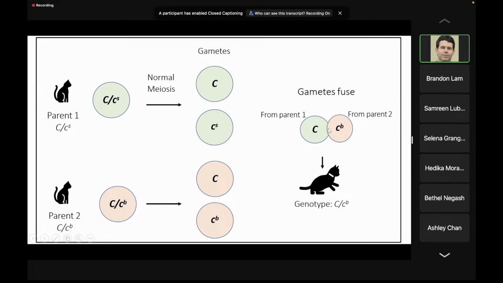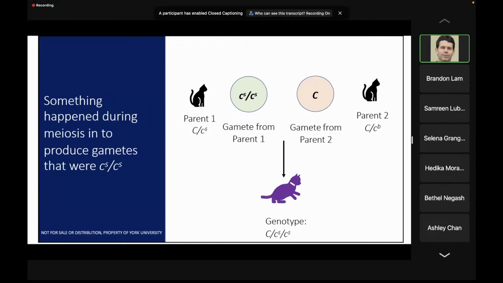This comes from parent one. If you got CB in the offspring, then the big C must have come from the other parent. Okay, is that clear? Clear. Okay, good.